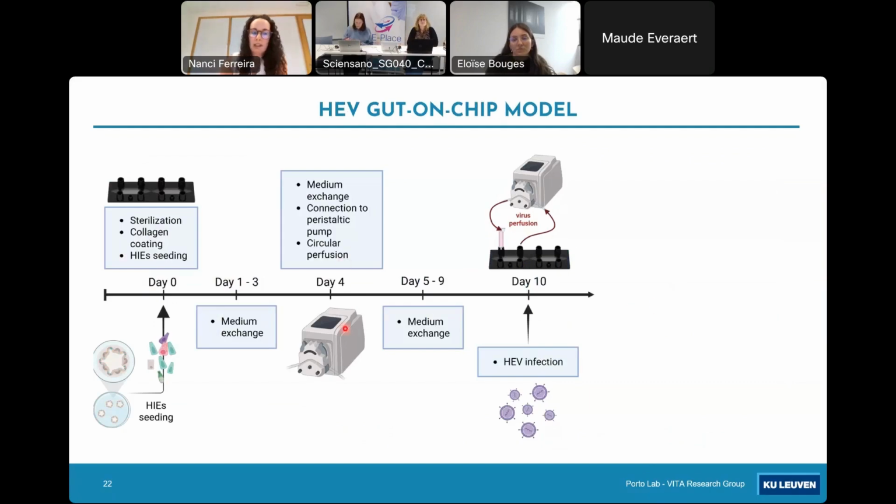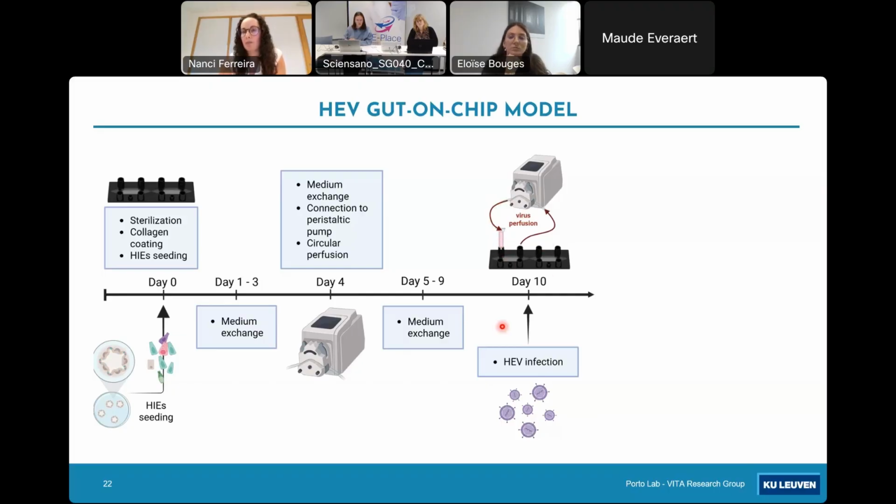Here you can see the experimental procedure that we typically need to do for every experiment. We start by sterilizing the chip, coating, and then seeding the single cell suspension of intestinal enteroids. The media is changed several times, and when we reach a confluent cell monolayer, we connect the chip to the peristaltic pump and put the media in circular perfusion. After a few days, when we see this spontaneous formation of the 3D structures, we then perform the infection. The infection is performed by putting the virus in perfusion together with the media for 6 hours.